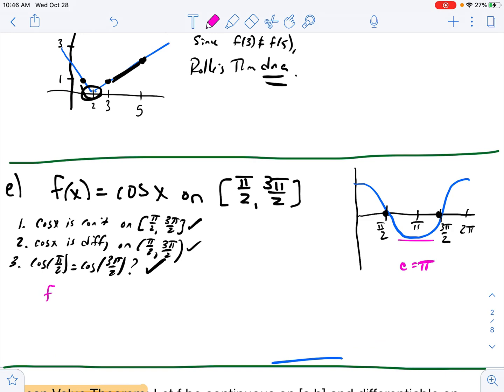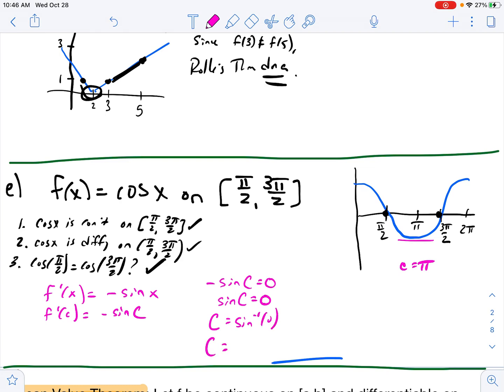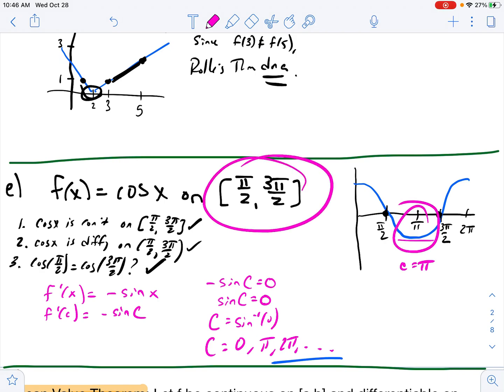Let's make sure we can do our trig derivatives here. So f prime, what's the derivative of cosine? Negative sine of x. f prime of c then is negative sine of c. We'll set that equal to 0. Divide by negative 1. Sine of c is still 0. Take the inverse sine of 0. That's just saying, where does the sine function equal 0? Certainly that's at 0 and pi and 2 pi and so on forever. But in terms of the interval we're working on, there it is, pi, as we anticipated geometrically.